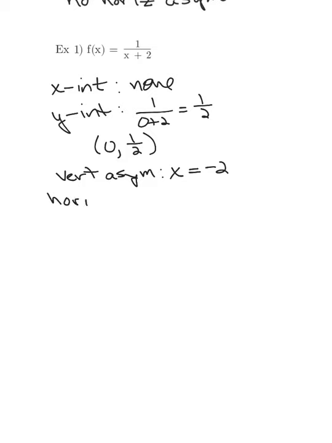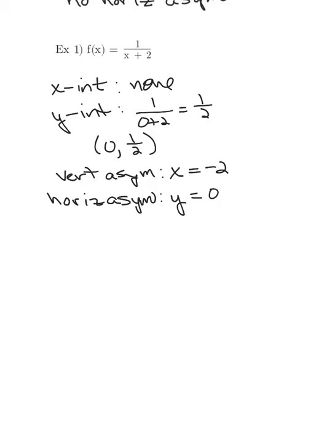Horizontal asymptotes. Look at the degree. Numerator is degree 0, denominator is degree 1. So because the numerator is less than the denominator, it's automatically y equals 0. Now we need to find where it's increasing or decreasing. So we need the first derivative.